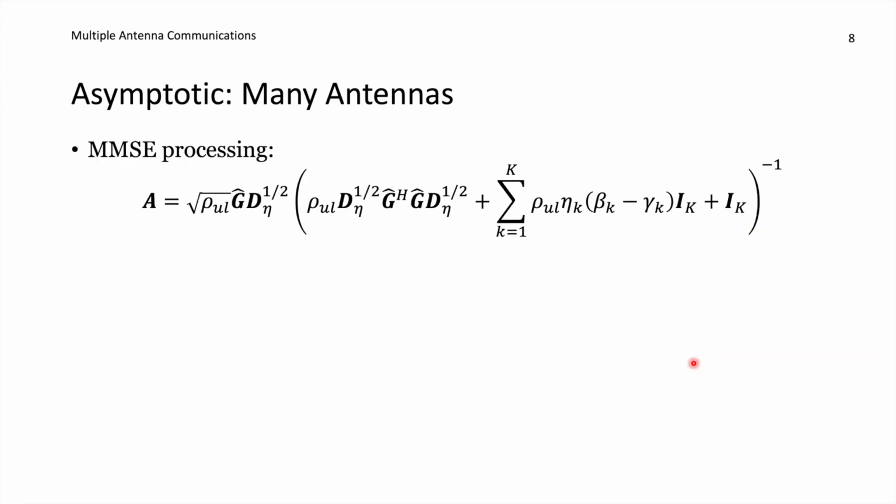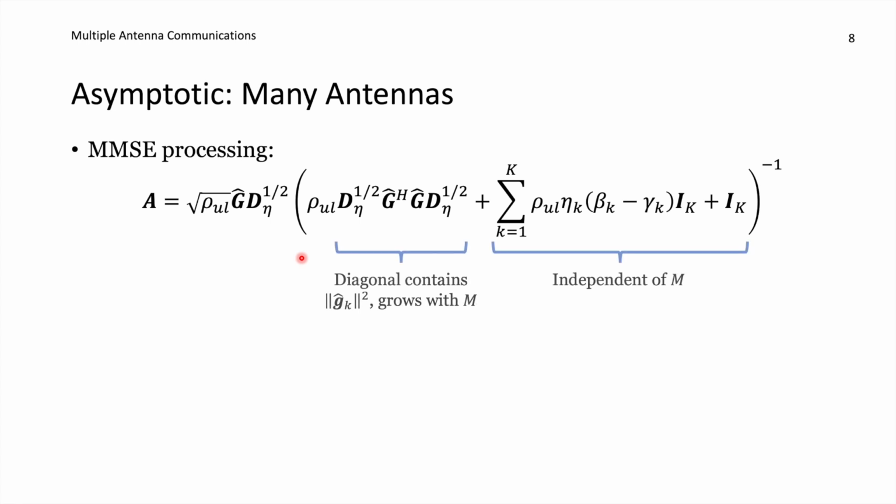What about the case when we have many antennas? Well, once again, here is an expression that we will have for MMSE processing. I will not provide an exact asymptotic analysis this time, but only notice the following. We have G hat Hermitian G hat, and the diagonal elements of this matrix contain the squared norms of the different users' channel estimates. And the more antennas we have, the more terms we are summing up here. We know that the average is proportional to M, and therefore we can say that also for random realizations here, we will have values that are growing with the number of antennas M.